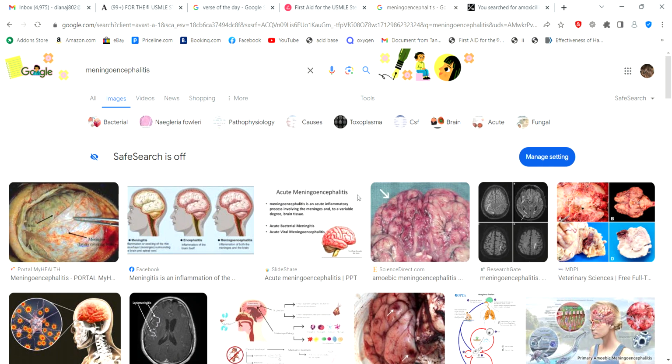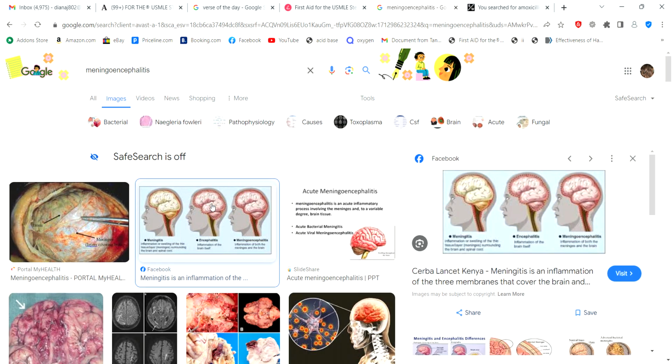So this is a meningoencephalitis. Meningoencephalitis is inflammation of both the meninges and the brain, okay?